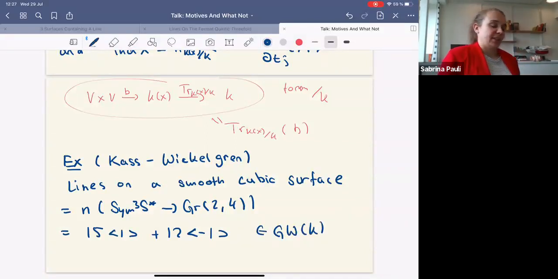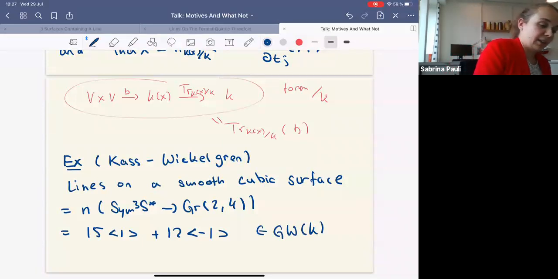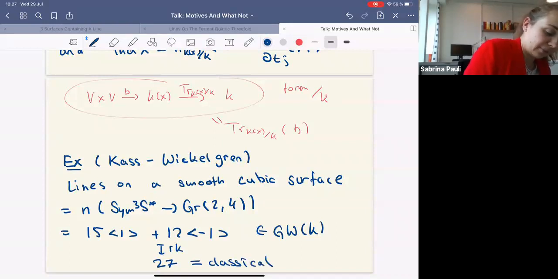Well, earlier I said I can get the result in the classical Chow ring from this. And you can see very nicely that this is actually the case. Namely, if I take the rank of this, I get 27. And this is the classical line count on a smooth cubic surface.